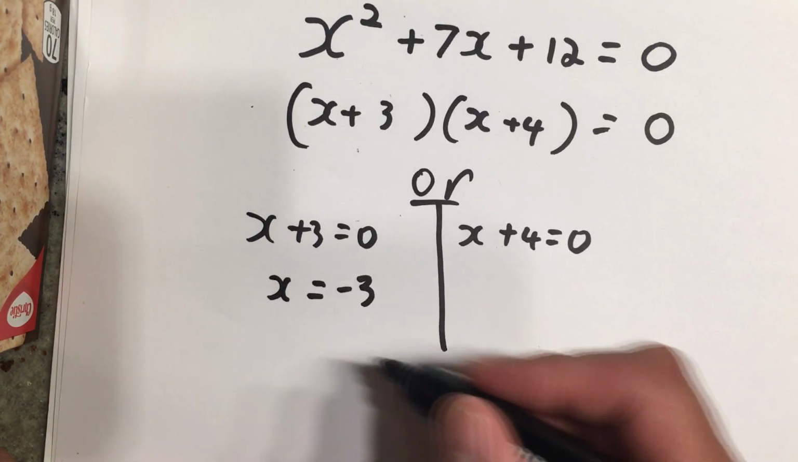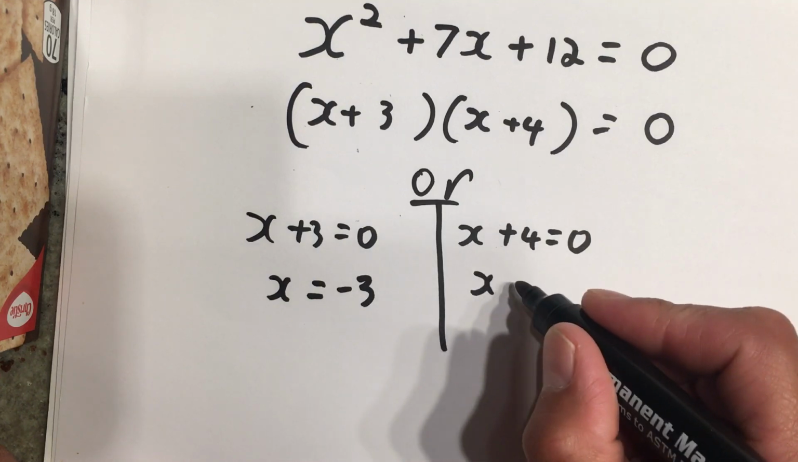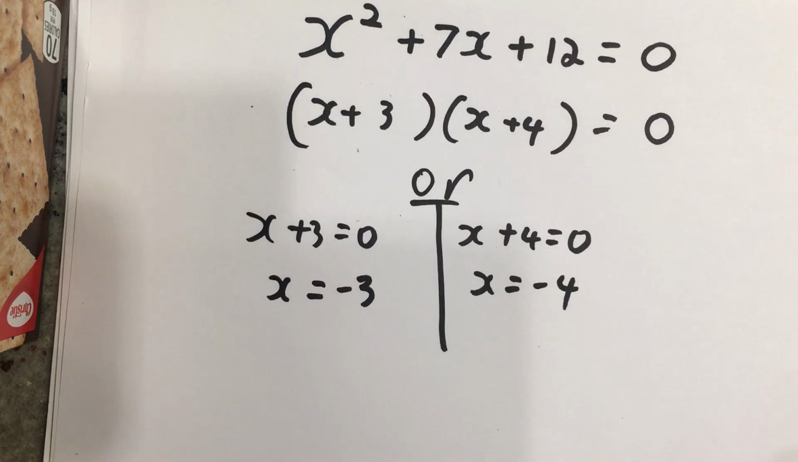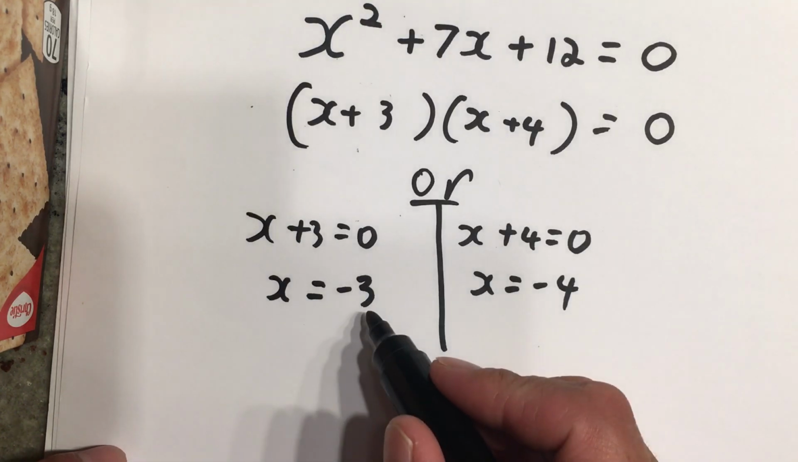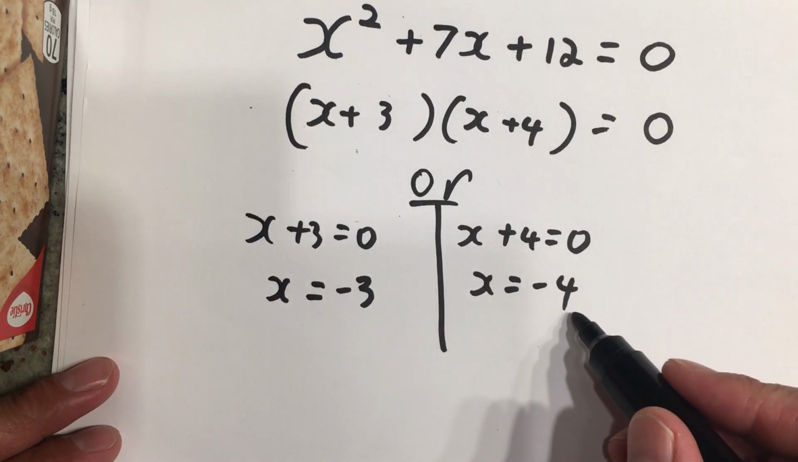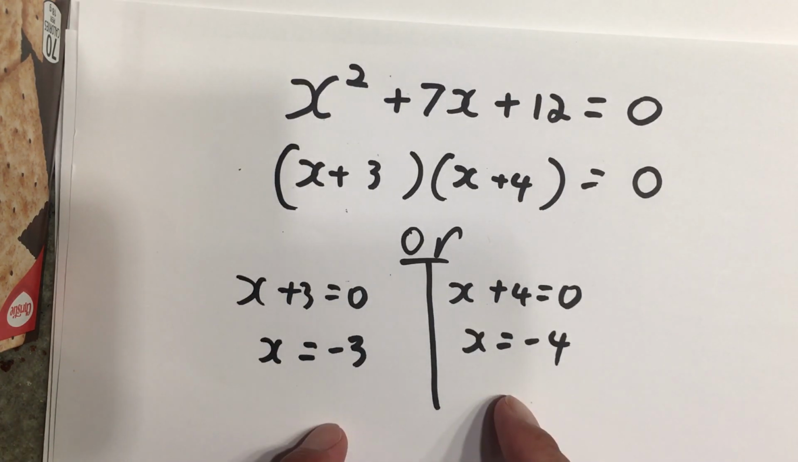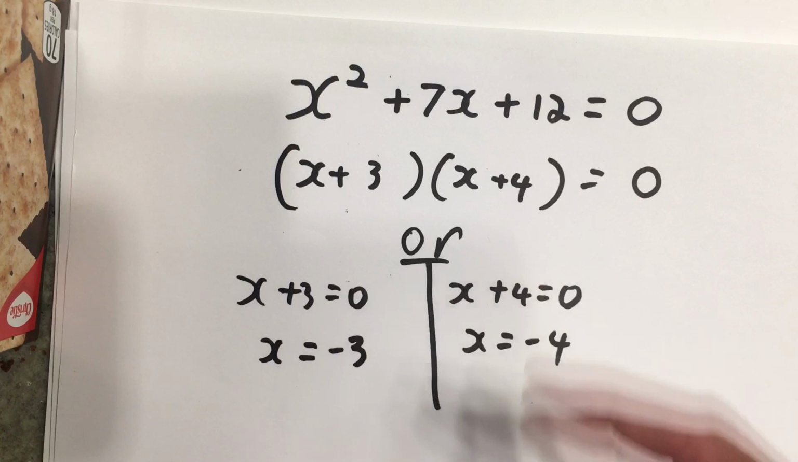Subtract 3 from both sides of this equation, or subtract 4 from both sides of that equation. I now have my two answers. x equals negative 3 and x equals negative 4. And that's it. These are the two solutions to this equation here.